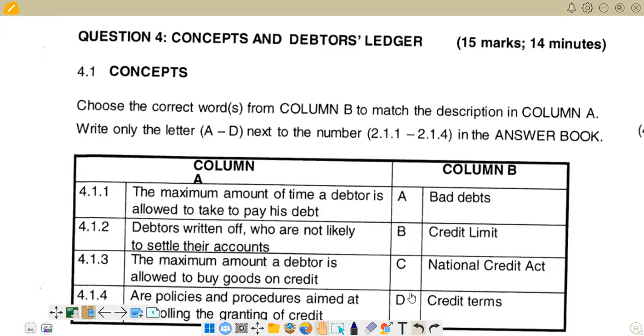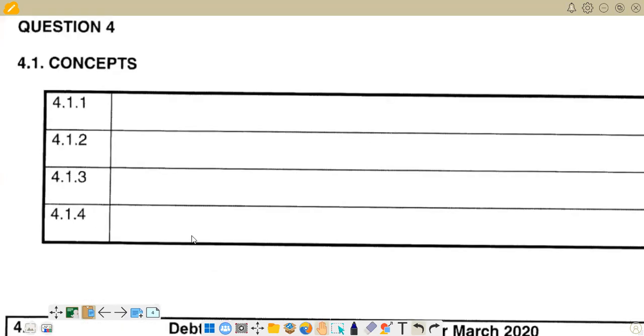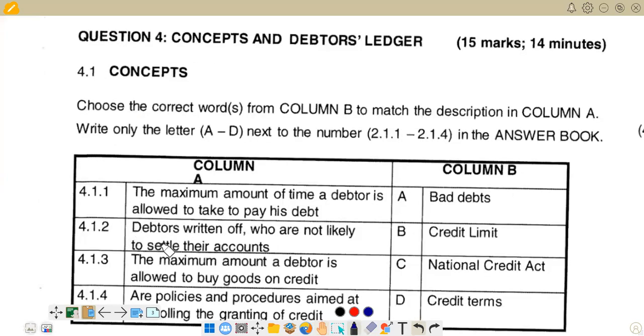So this is what we have. So you've got D as our first answer. So we can just go to our answer section and put D on 4.1.1. So we are here. So we can just write our D here. And then we go to 4.1.2. 4.1.2, you see that our 4.1.2 reads debtors written off who are not likely to settle their accounts.